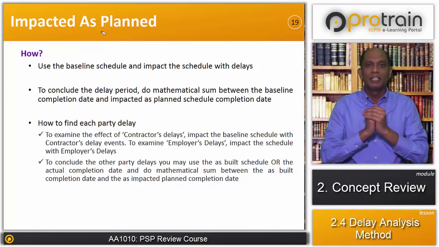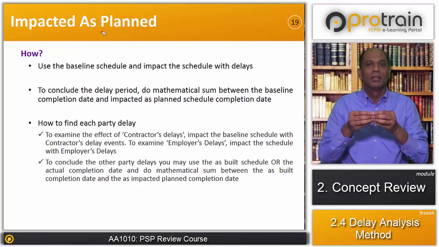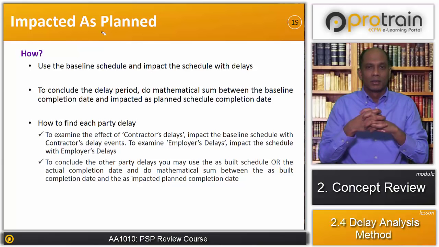So how do we find each party's delay in this scenario? To examine the effect of the contractor's delay, impact the baseline schedule with the contractor's delay. To examine the employer's delay, impact the baseline schedule with the employer's delay. There can be one more way to identify the employer's or contractor's delay, using the as-built schedule also. To conclude the other party's delay, you may use the as-built schedule or the actual completion date and do the mathematical sum between the as-built completion date and the as impacted completion date.